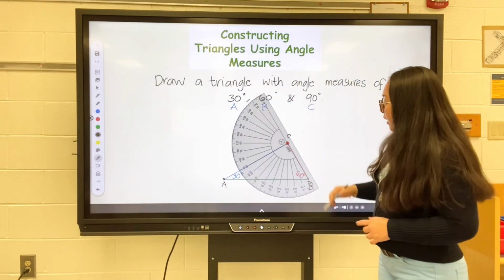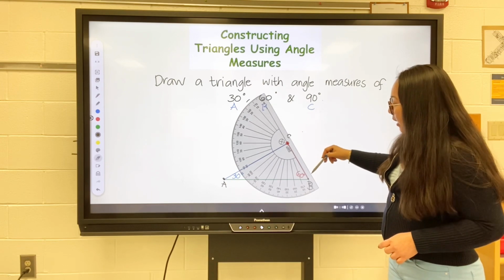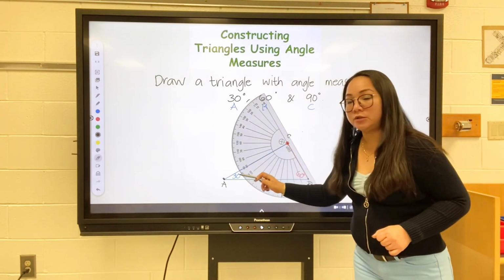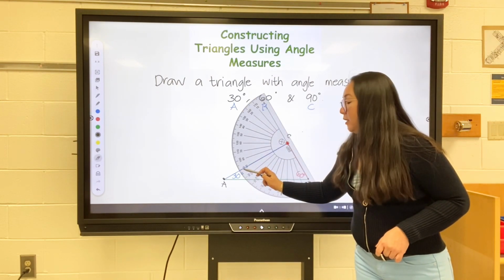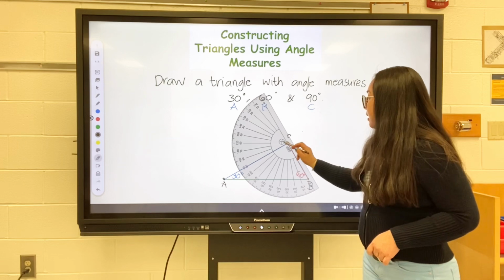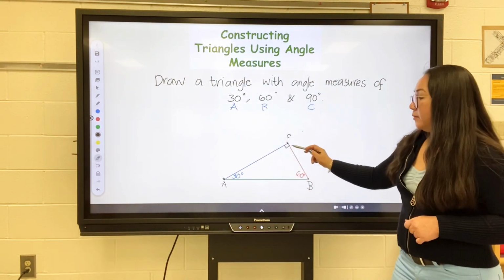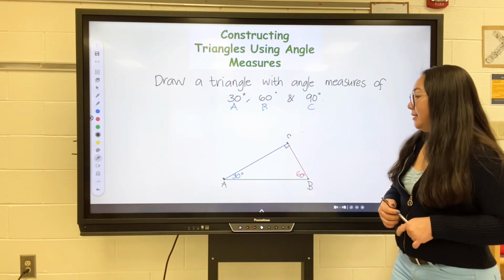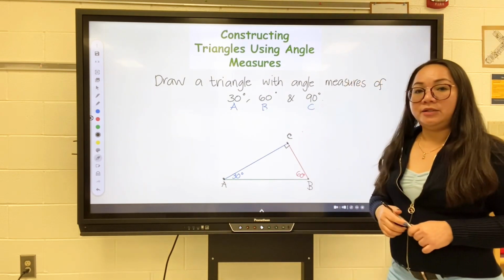Okay, if you notice here, the line of the protractor is on top of the red line, and you notice that the center of the protractor is on top of the blue line, which is 90 degrees. That means this angle measures 90 degrees. When it forms a square corner, that means the measure of the angle is 90. So, point C is 90 degrees.